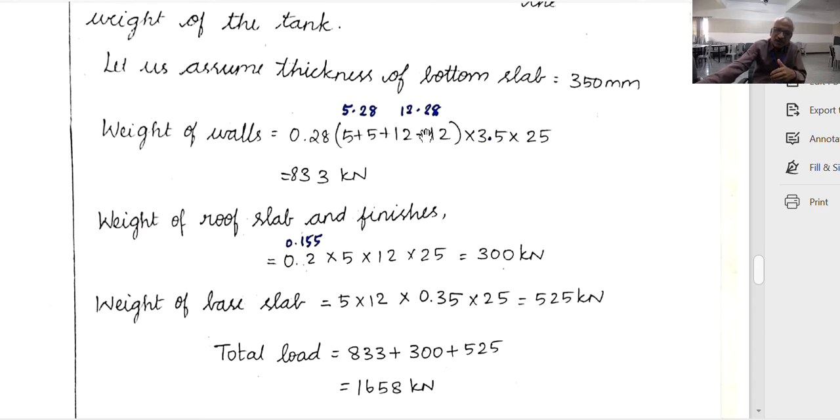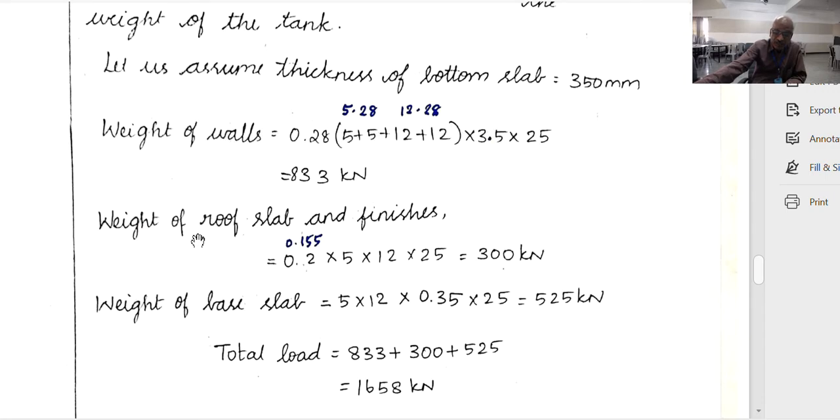Some corrections are needed in the source itself. Anyway, I will tell you only the modifications. So 5.28 into 12.28, center to center thickness, that can be better, into 3.5. This is the total circumference, 5 plus 5 plus 12 plus 12, into thickness, that will give the area, into height 3.5 will give you the volume, into 25 kilonewton per meter cube, that is the self weight of the wall.